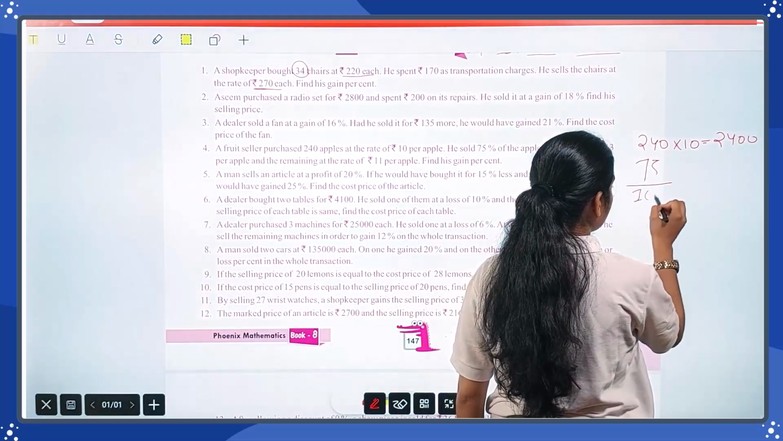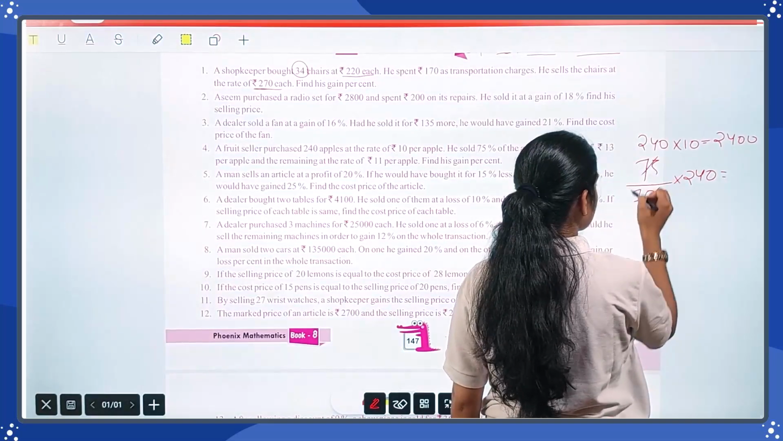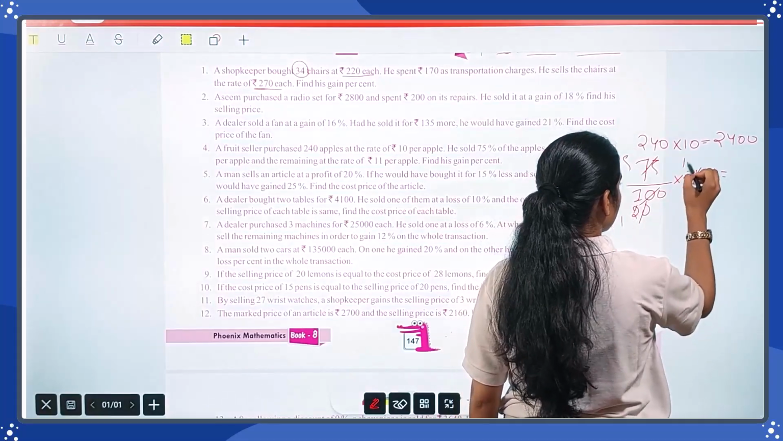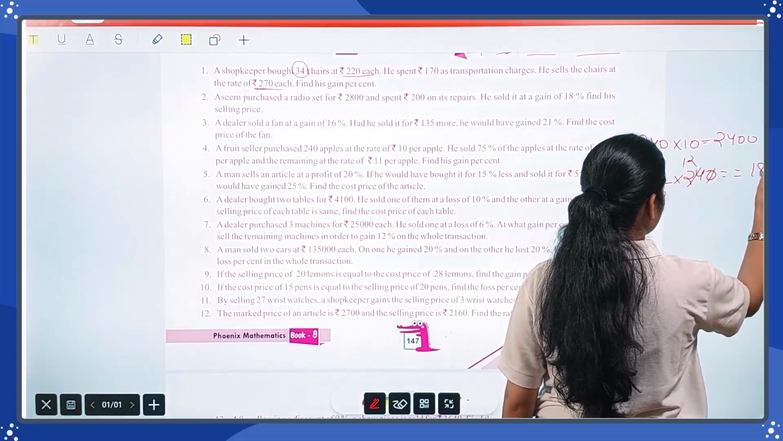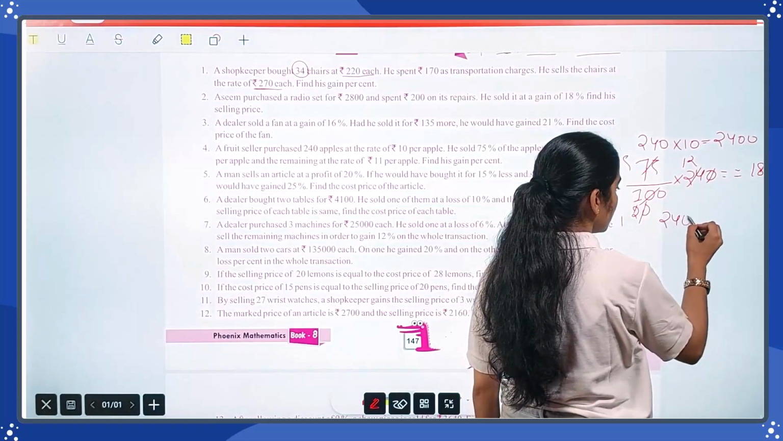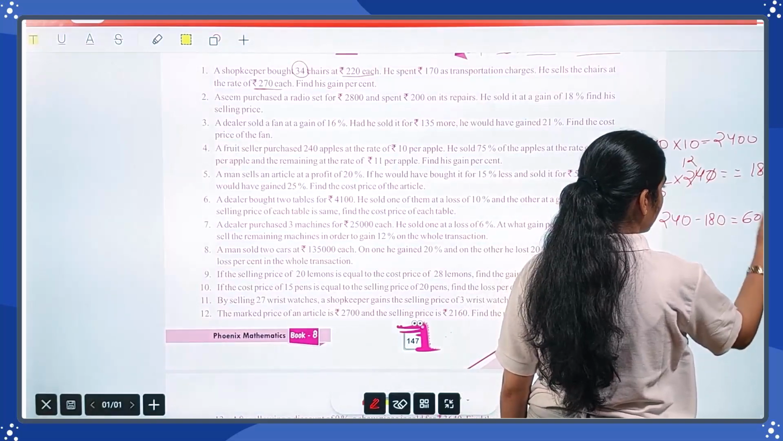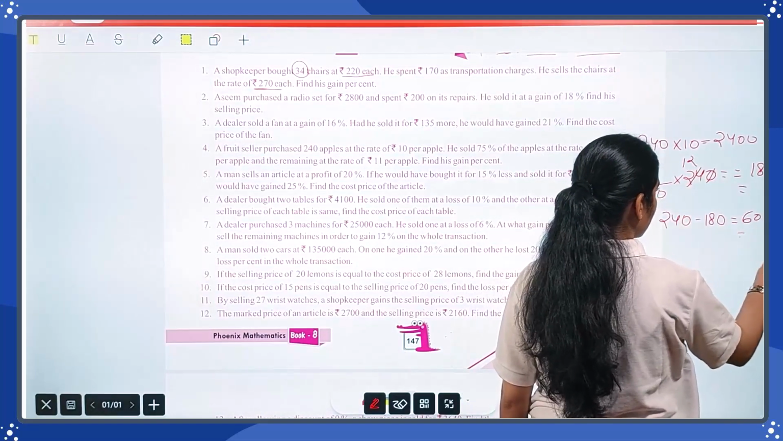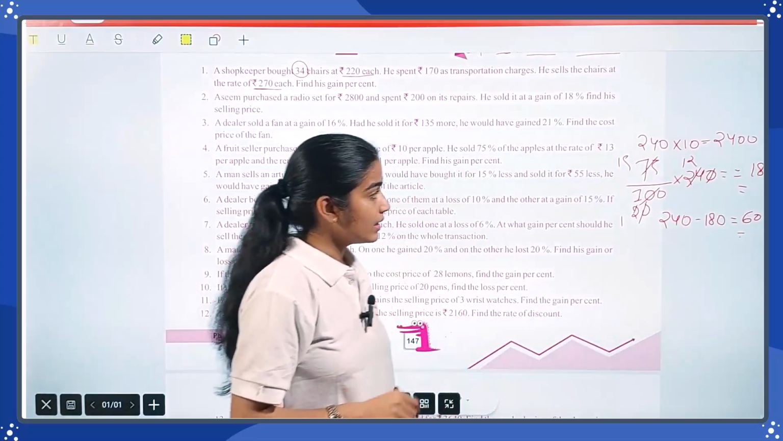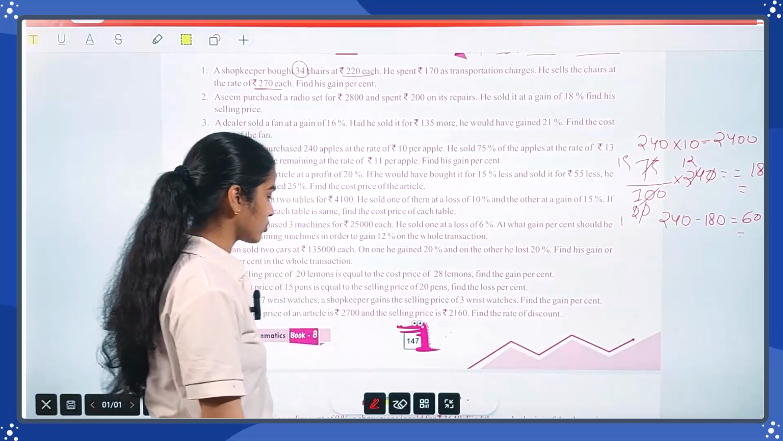75 upon 100 multiplied by 240. The answer is 180. Now multiply it with 13. Then 240 minus 180, our answer is 60, multiplied by 11. Write the answer of multiplication here, then add these two quantities together and then subtract 2400, and then calculate the profit percentage.